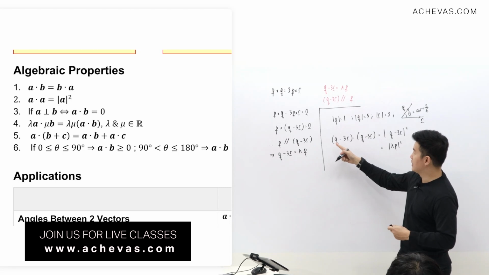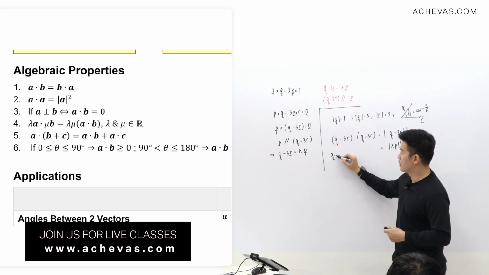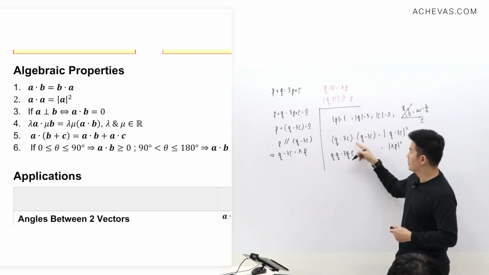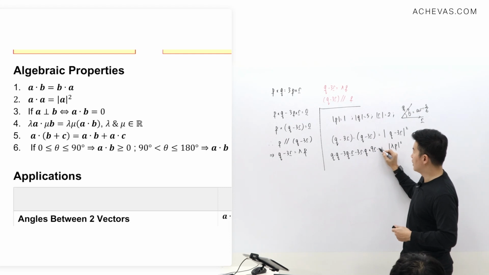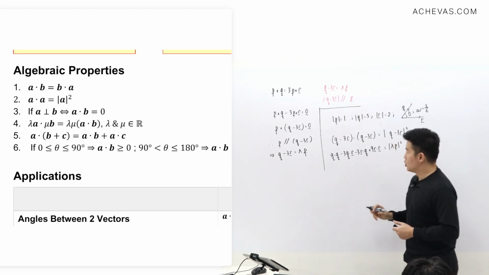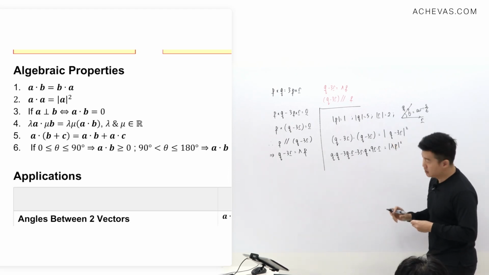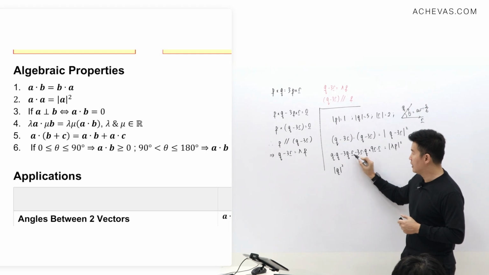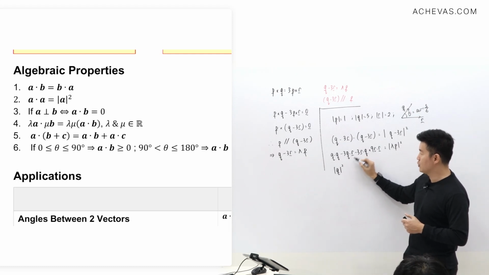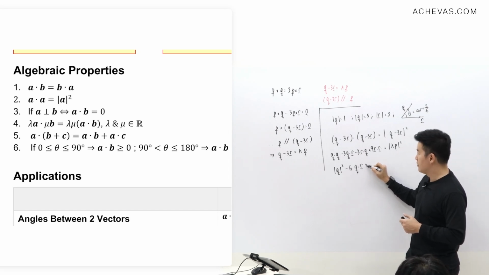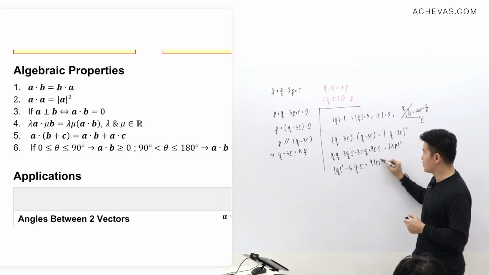So for this, it is going to be q dot q, then minus 3 q dot r, then minus 3 r dot q, then plus 9 r dot r. It is going to be equal to this. So what we have next from here is q dot q is modulus of q square. This q dot r is the same as r dot q, so I can combine them together to become minus 6 of q dot r, plus 9 times this, which is modulus of r square.